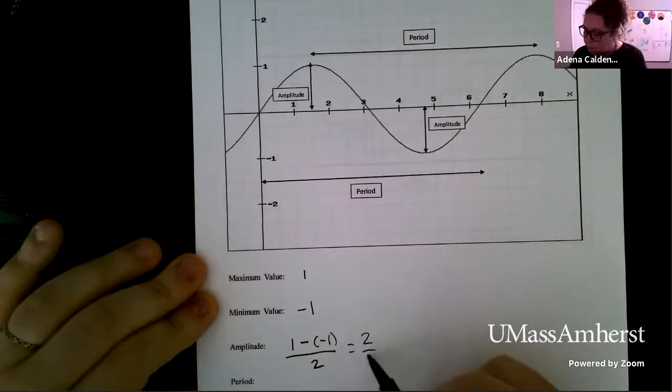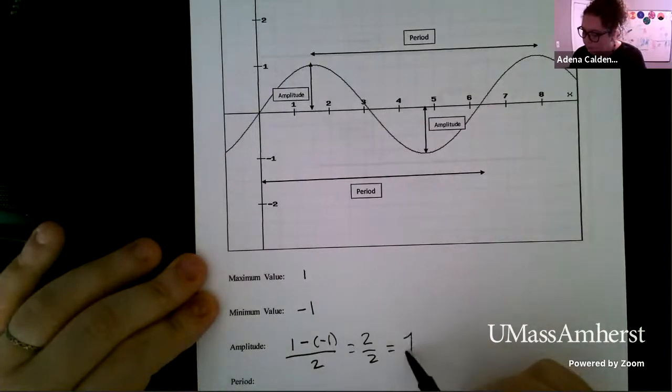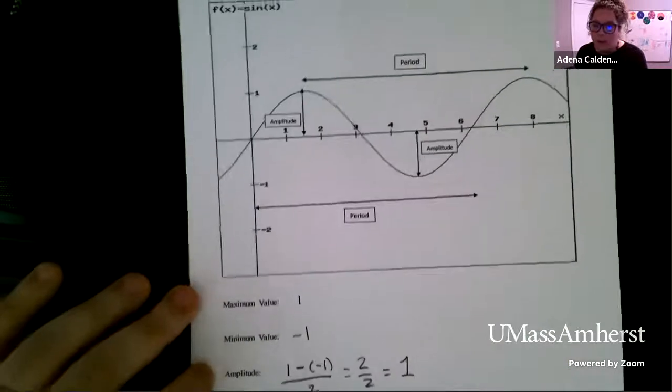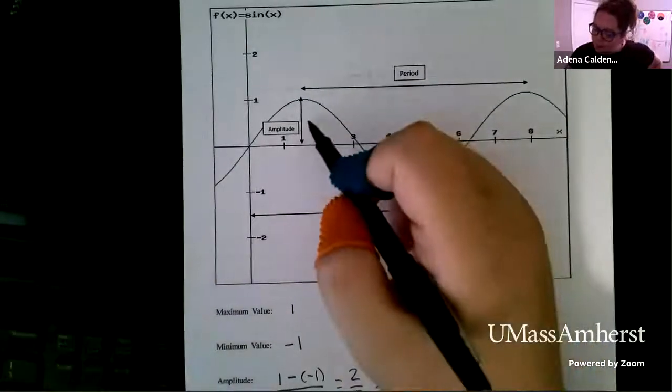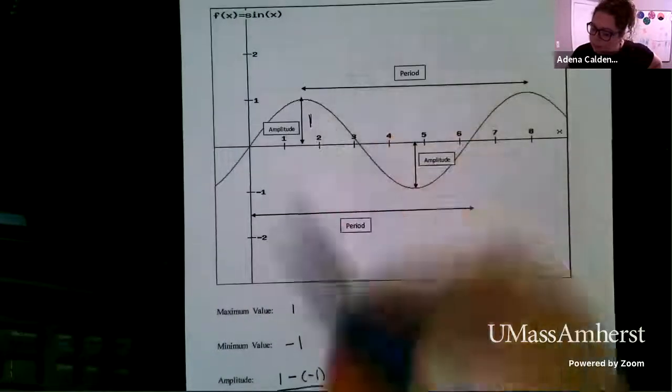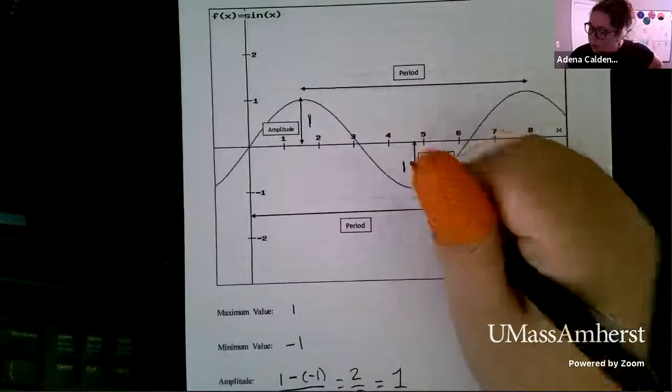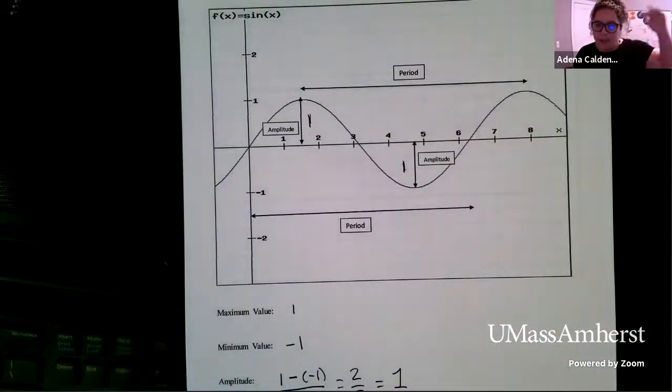So 2 over 2, which equals 1. So we vary from the midline of sine by 1 in either direction to get to the max and the min, okay? Some other characteristics about sine that are going to be helpful.